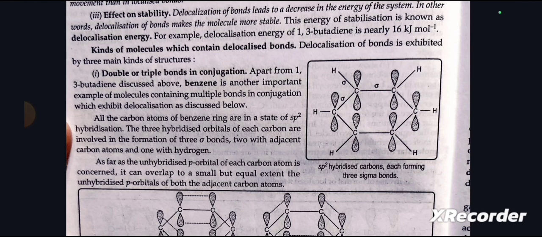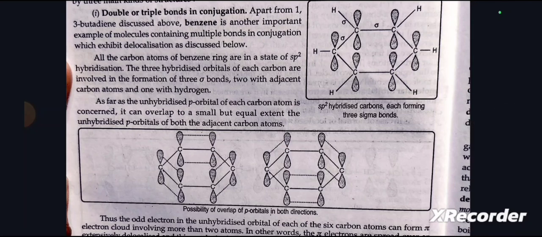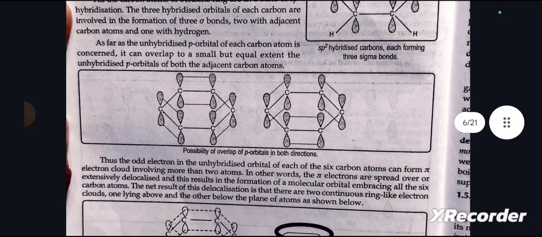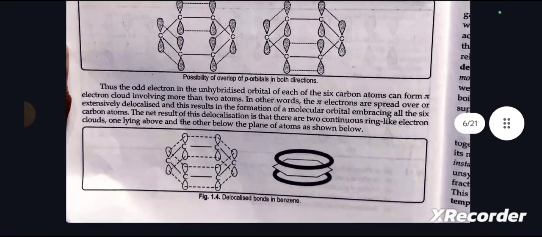All the carbon atoms of the benzene ring are in a state of sp2 hybridization. The 3 hybridized orbitals of each carbon are involved in the formation of 3 sigma bonds, 2 with adjacent carbon atoms and 1 with hydrogen. Each sp2 hybridized carbon forms 3 sigma bonds. As far as the unhybridized p orbital of each carbon atom is concerned, it can overlap to a small but equal extent with the unhybridized p orbitals of both the adjacent carbon atoms. Possibility of overlap of p orbitals in both directions.